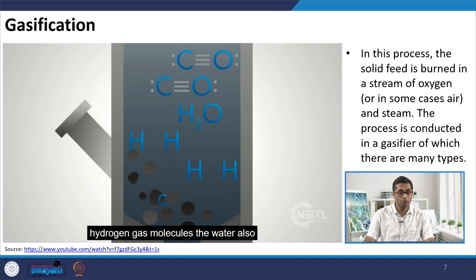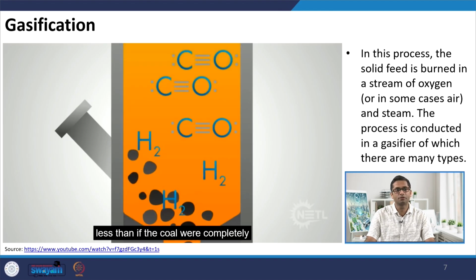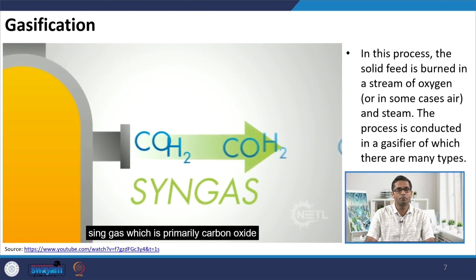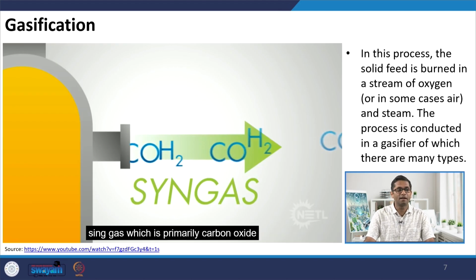The hydrogen in the water molecule and the hydrogen from the coal escapes as H2 gas, and the water can also react with carbon to produce more H2 and CO. So ultimately the result is a gas that is rich in hydrogen and carbon monoxide. This is what we are getting at the output, and this is what I called syngas or synthesis gas, a gas that is rich in carbon monoxide and hydrogen.